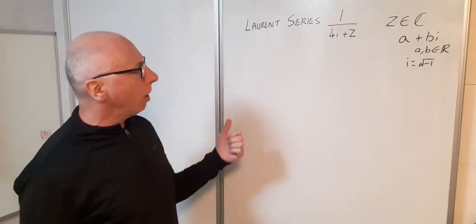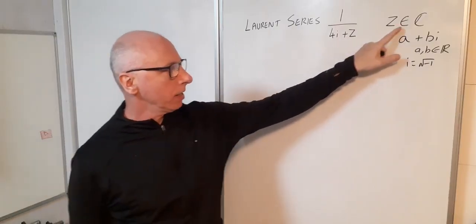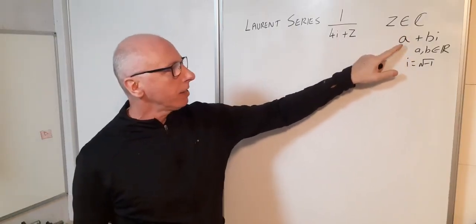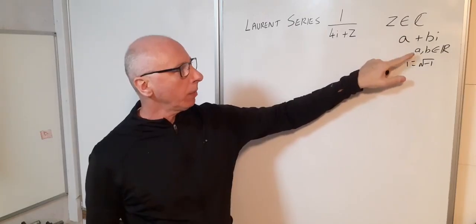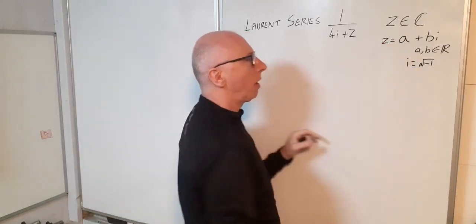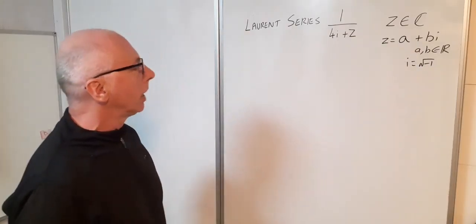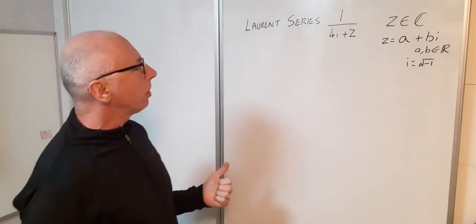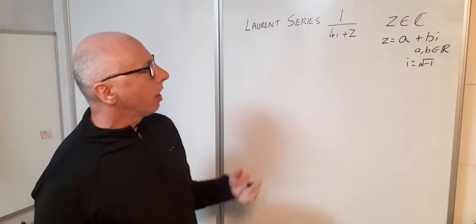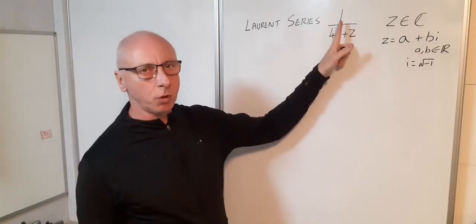So here we're going to look at the Laurent series for 1 over 4i plus z, where z is a complex number and z is of the form a plus bi, where a and b are real numbers. So that's what my z is of the form of, and then i is my imaginary constant, square root of minus 1. So to turn this into a Laurent series, I'm going to look at some kind of Taylor series that's of a very similar format.